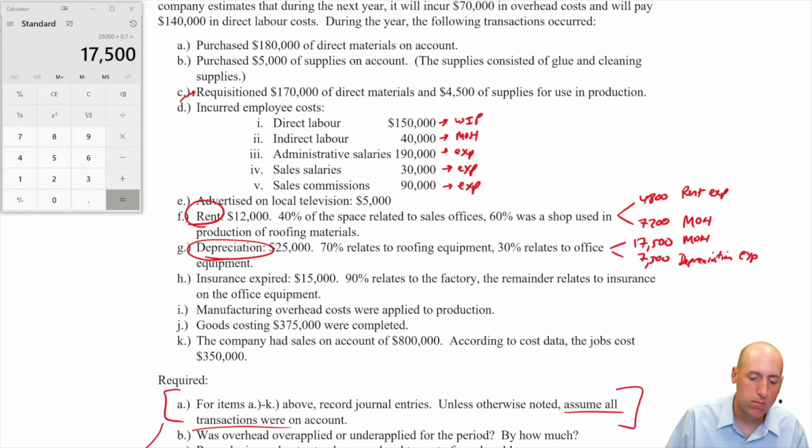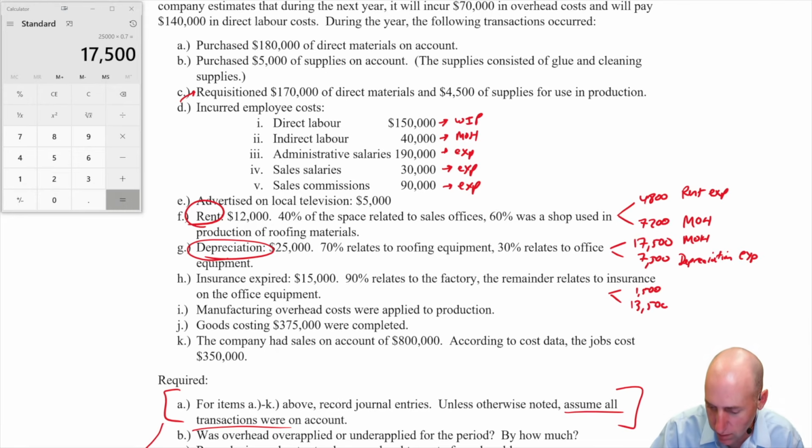On to insurance. Insurance expired, $15,000. 90% relates to the factory. The remainder relates to insurance on the office equipment. So our office equipment, 10%. 10% of 15,000 is not 15,000, it's 1,500. And the factory is what? 13,500, 90% of 15,000.